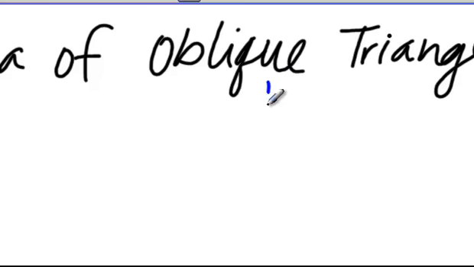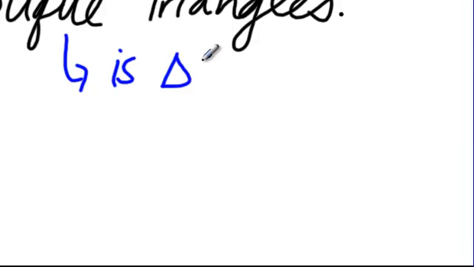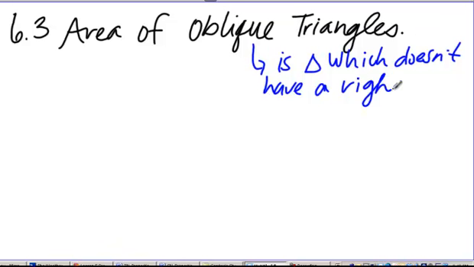Okay, so first off, let me give you a definition of oblique triangles. An oblique triangle is a triangle which does not have a right angle. So the standard formula for the area of a triangle, 1/2 base times height, implies that the angle created is a right angle. So it would not work for oblique triangles.